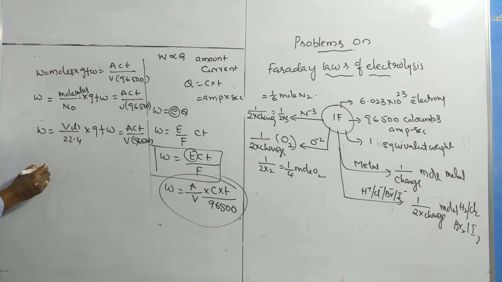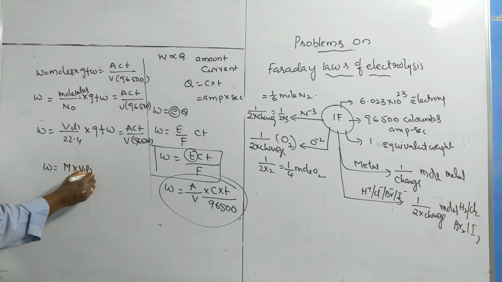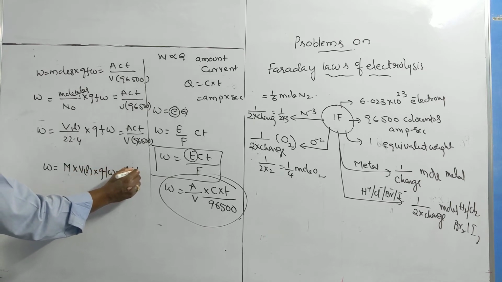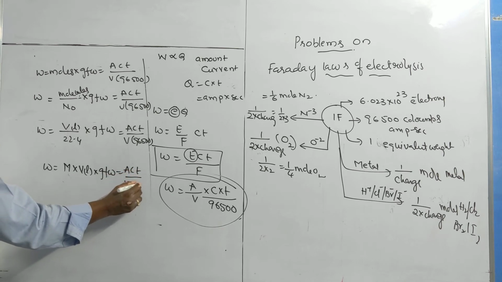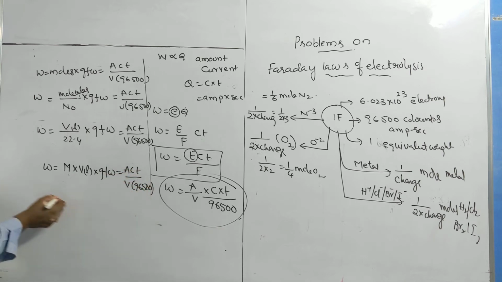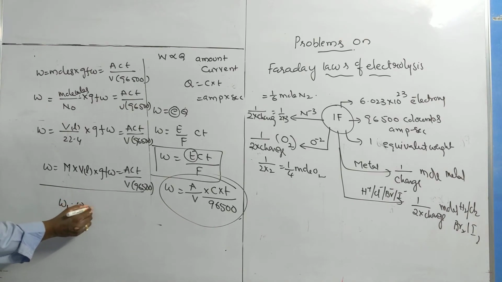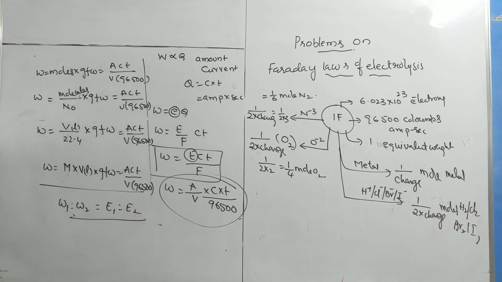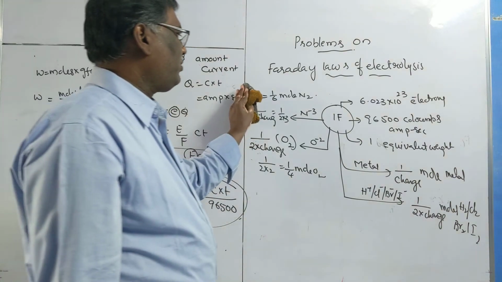In case of solutions, weight is equal to moles into gram formula weight. So molarity into volume in liters into gram formula weight gives atomic weight into current by valency into 96500. We use this formula. Now the second law of Faraday: the ratio of weights is equal to the ratio of their equivalent weights. These are the formulas we follow.